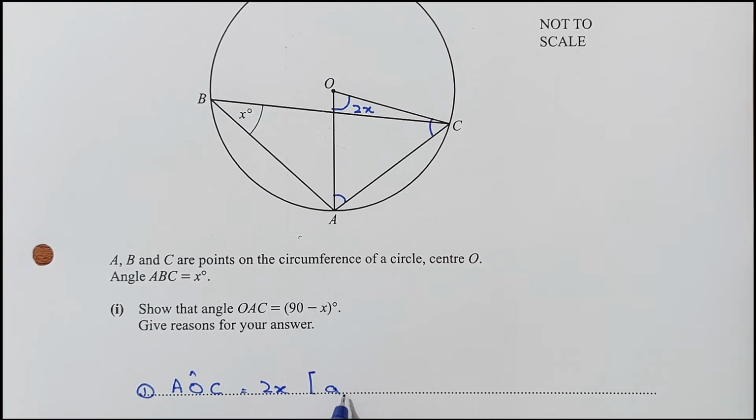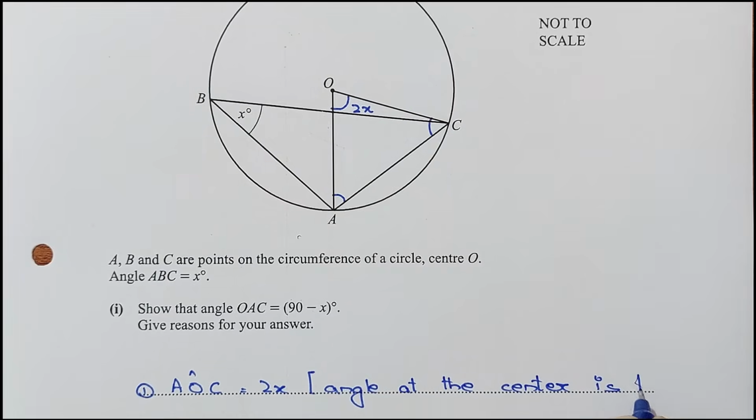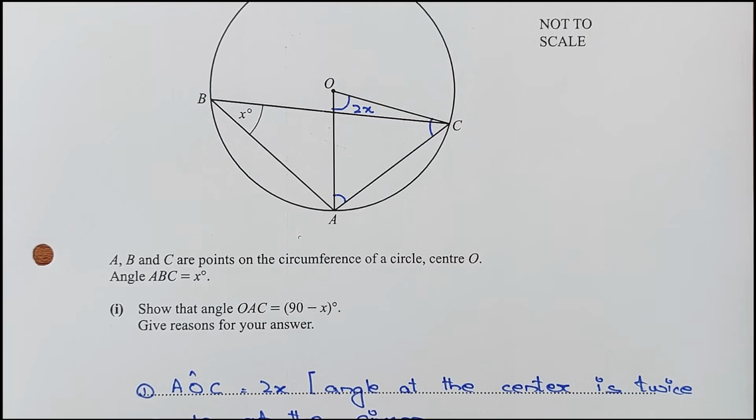So we can say that the angle at the center is twice the angle at the circumference subtended by the same arc.